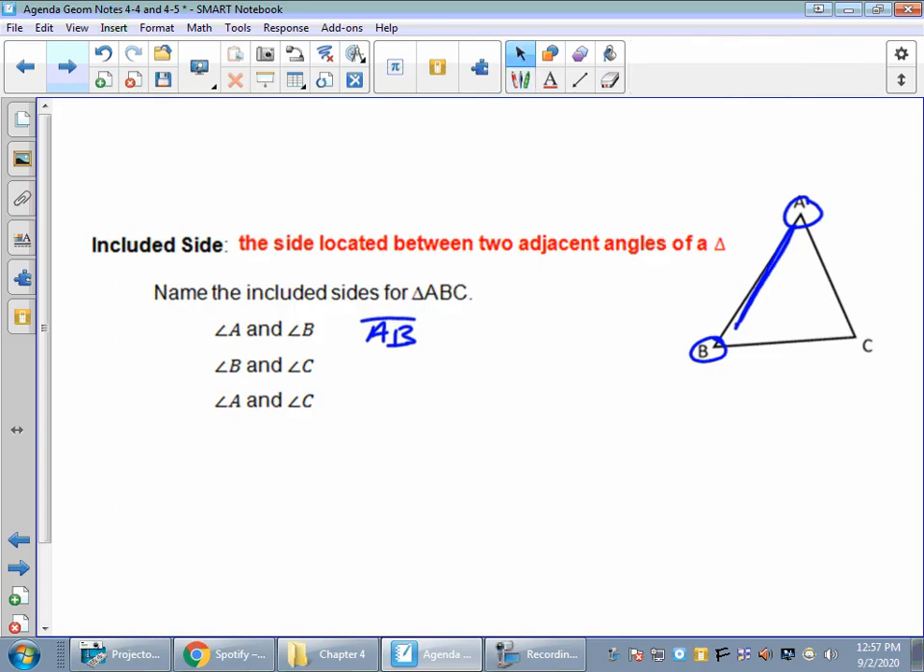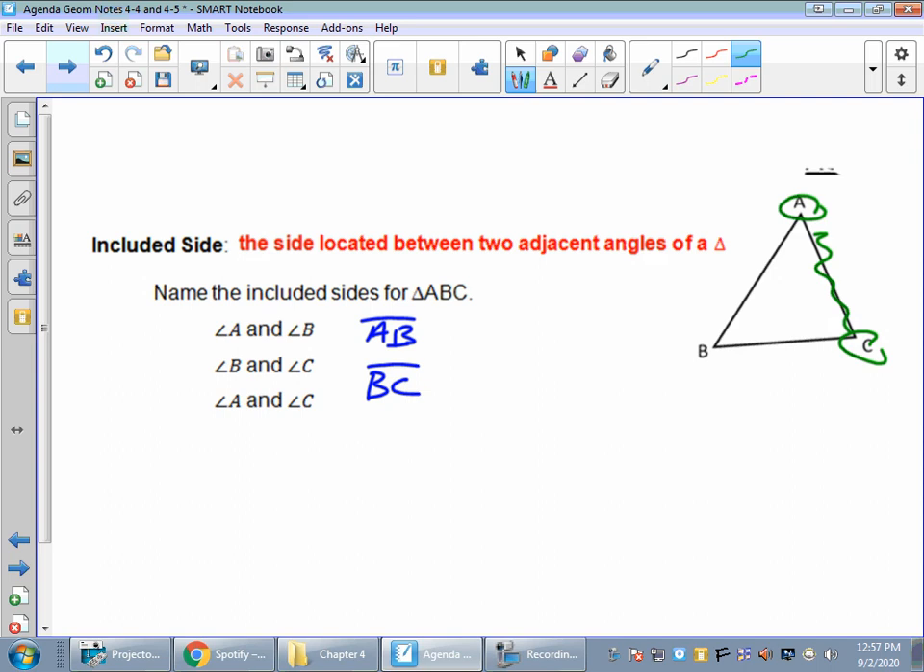What about the next two? Let's say angle B and angle C. That would be this side here, BC. And then finally, between A and C: here's angle A, here's angle C, so it would be side AC. Those would be the included sides between those angles.